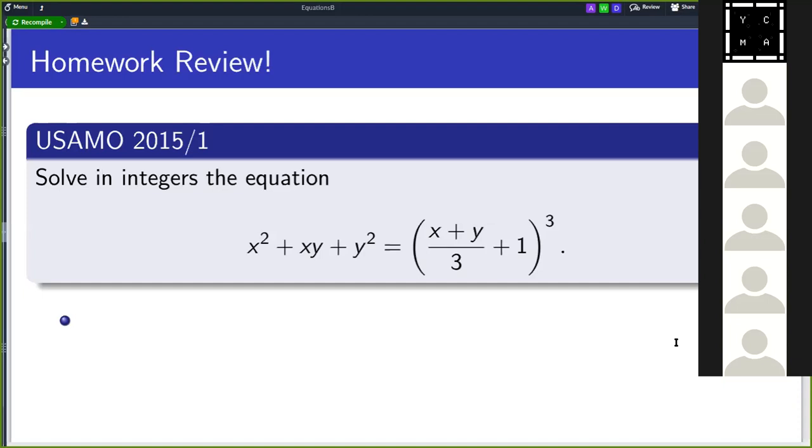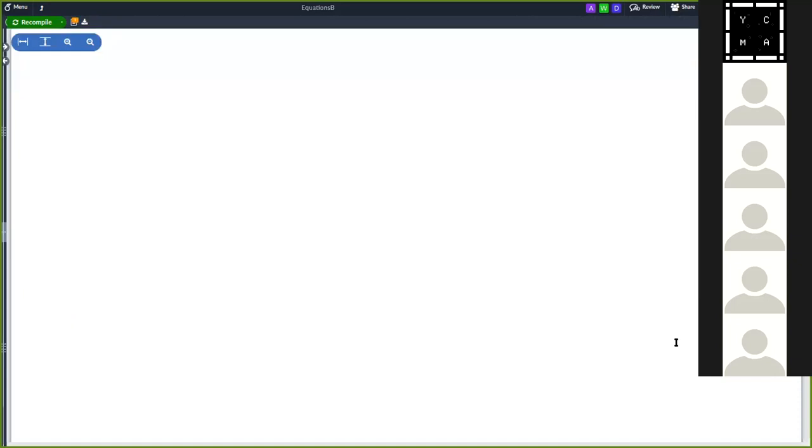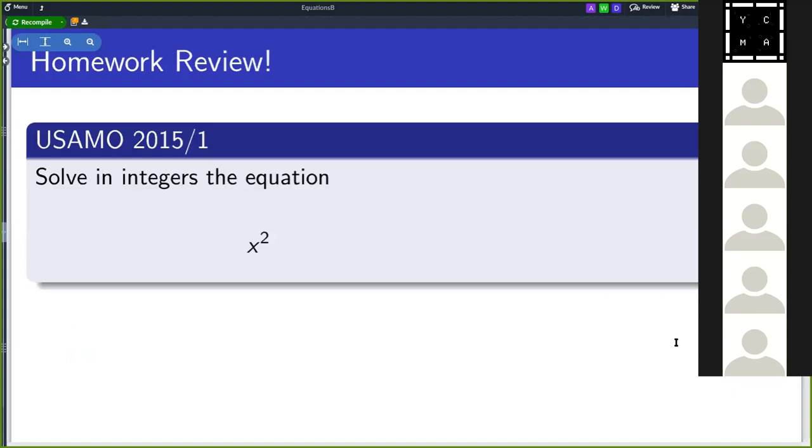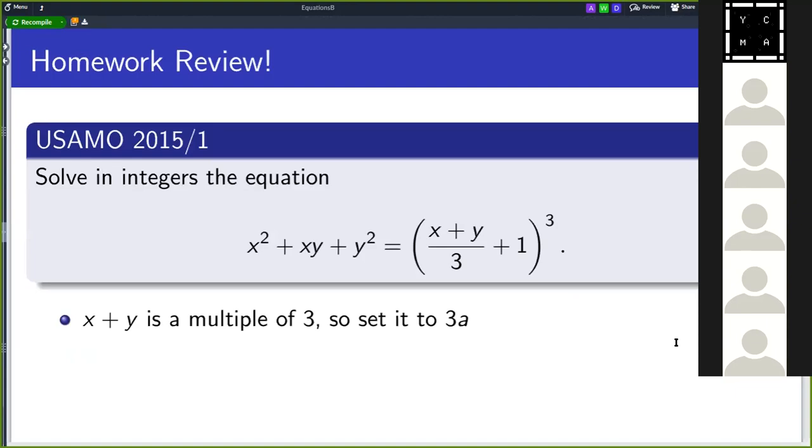So the first thing we can note is that the left-hand side is definitely an integer, so the right-hand side is an integer as well. So what does that tell you about x plus y? Yeah, so x plus y is divisible by 3. So we have x plus y equals 3a, for example. So now the right-hand side is obviously going to be (a plus 1) cubed. And we want to somehow write the left-hand side in terms of a.